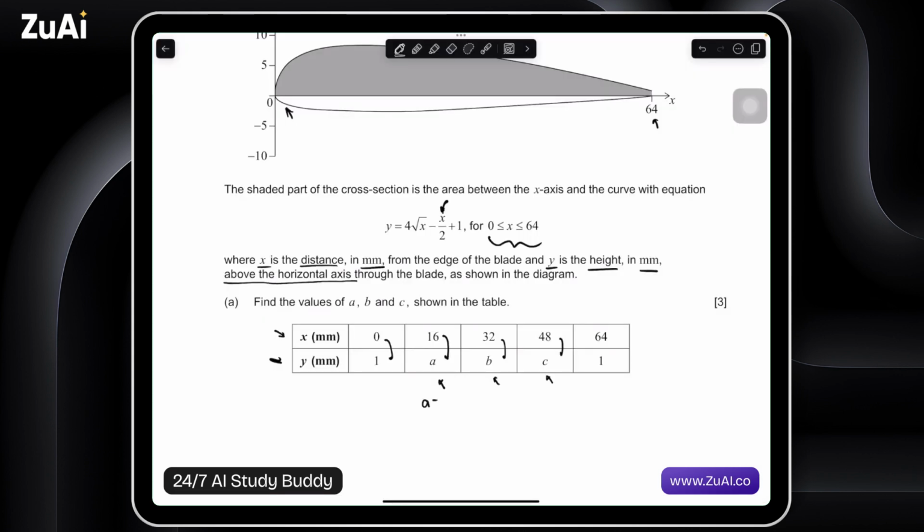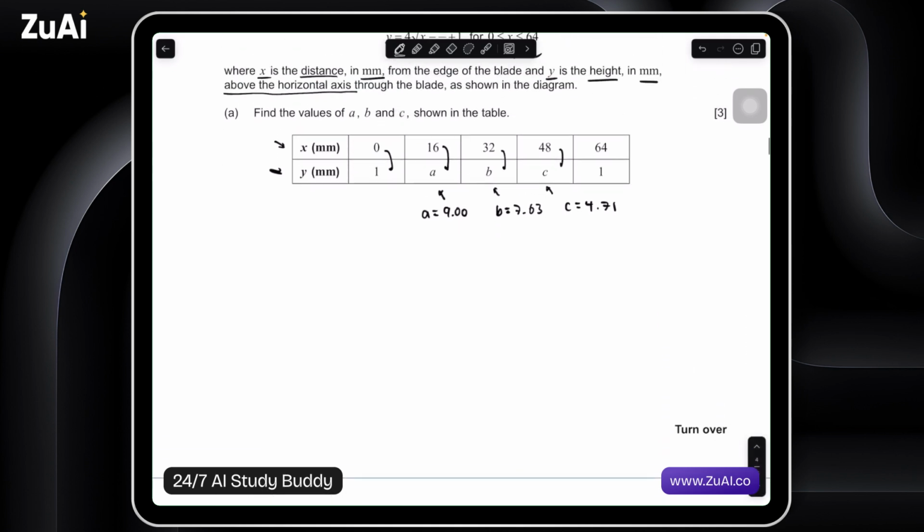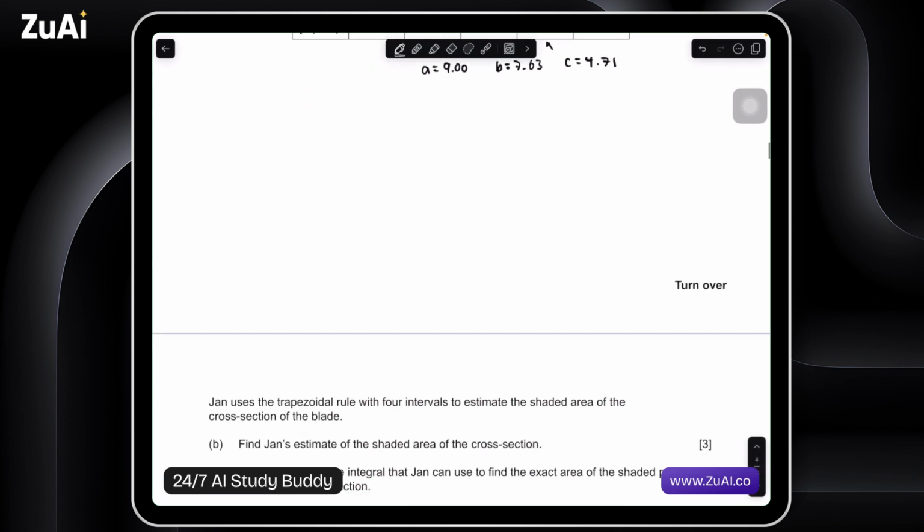So for A, the value was 9. For B, the value was 7.627, so we're going to round that to 7.63. And for C, we had a value of 4.712, so let's round that to 4.71. Alright, not a bad 3-mark question to start. If we wanted to, we could put millimeters, but just the value should be fine as well.